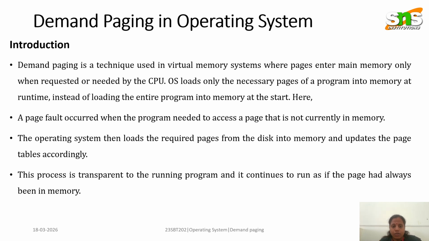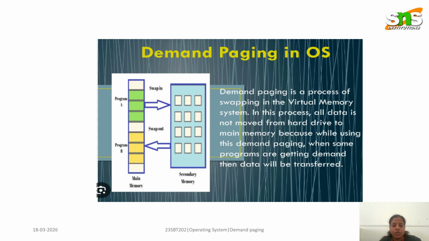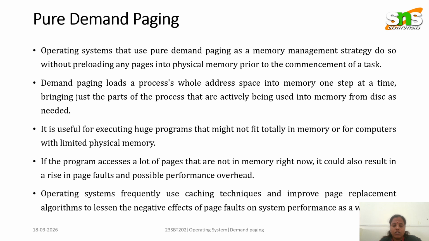Page fault concept. Now, what happens if the required page is not in memory? The situation is called page fault. Steps: CPU requests a page. Page is not in the memory. The OS pauses the execution, fetches the page from the disk, updates the page table, and resumes the execution. This process is completely transparent to the user.